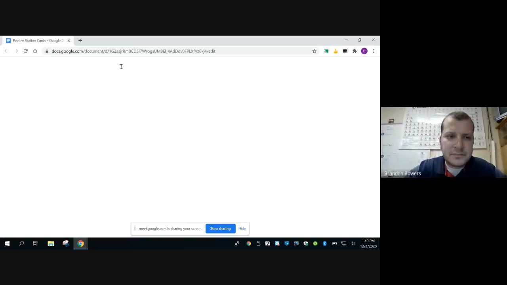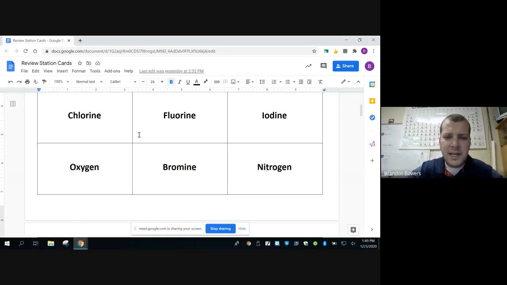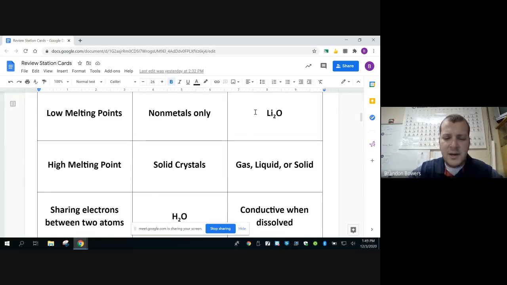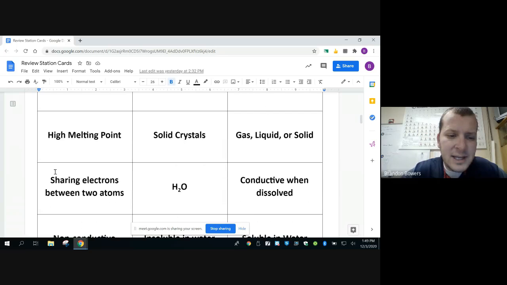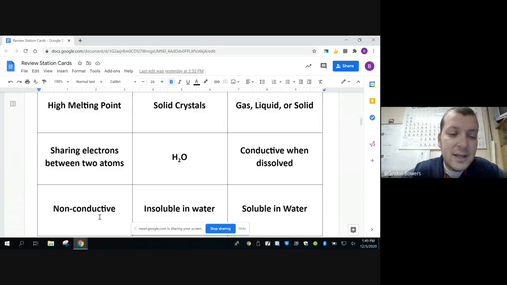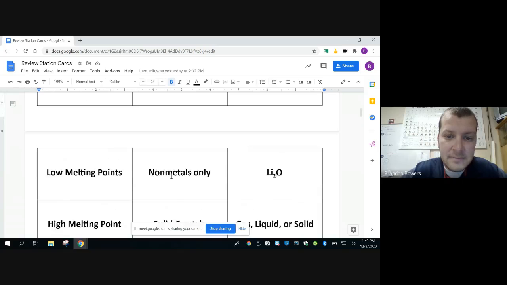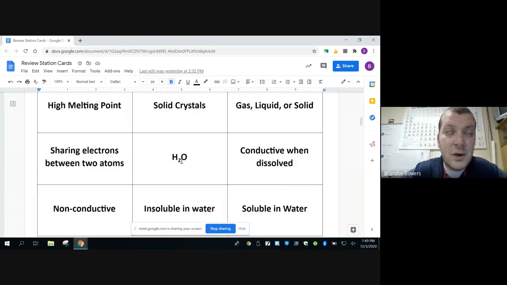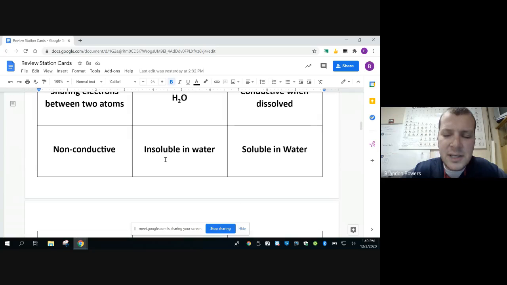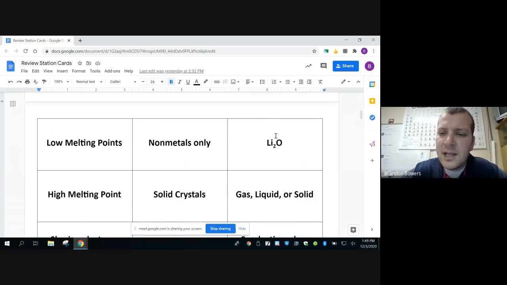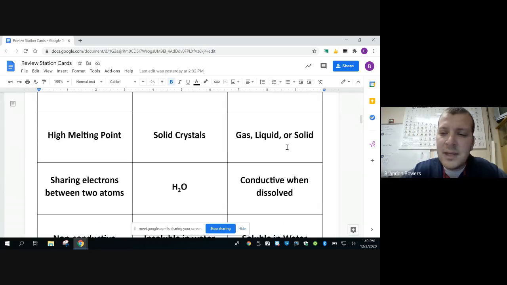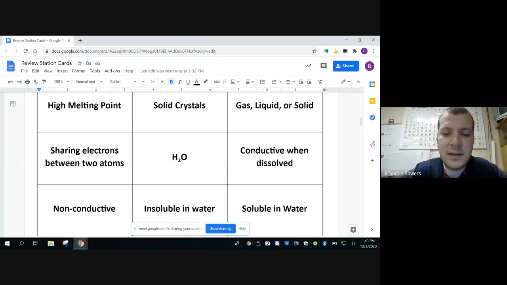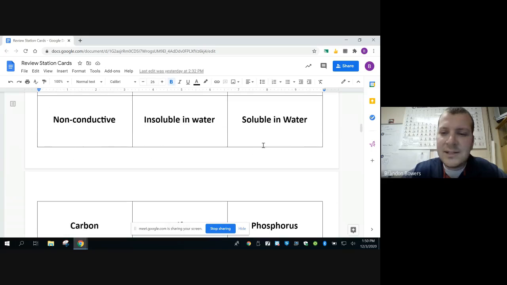All right. So if you look at these right here, these are what we're categorizing as ionic and covalent compounds. So low melting points is covalent, high is ionic, sharing is covalent, non-conductive is covalent, non-metals only is covalent, solid is ionic, water is covalent, insoluble is covalent, Li2O is ionic, gas, liquid, solid is covalent, conductive is ionic, and soluble in water is ionic.